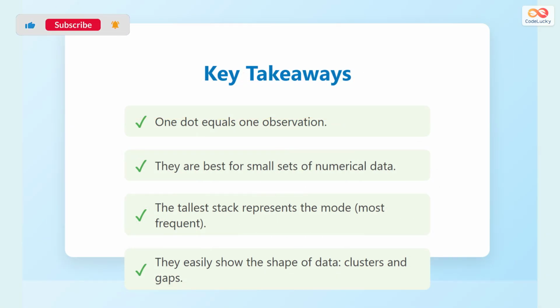To wrap up, remember these key points. In a dot plot, one dot equals one observation. They are perfect for small sets of numerical data. The tallest stack is your mode, and the visual layout helps you spot clusters and gaps instantly.